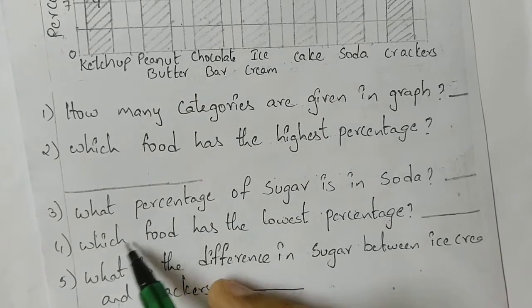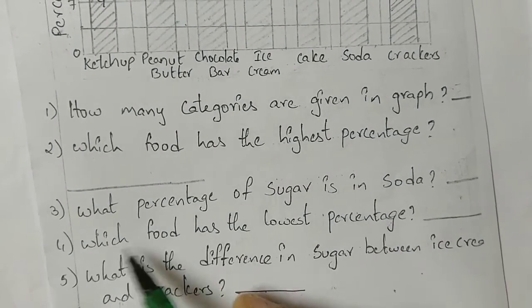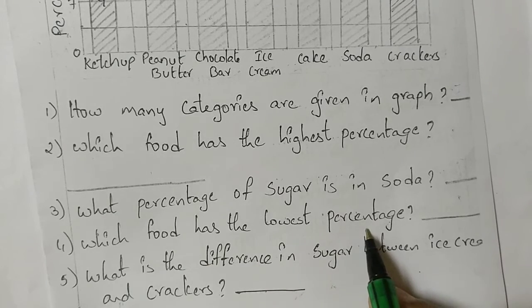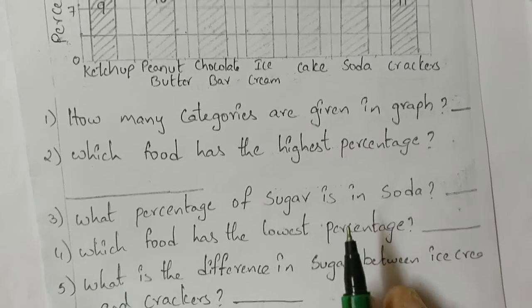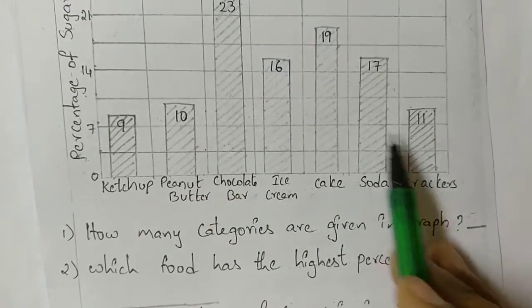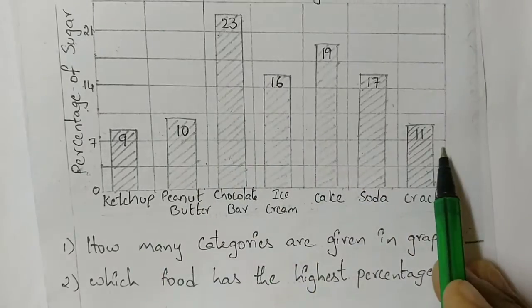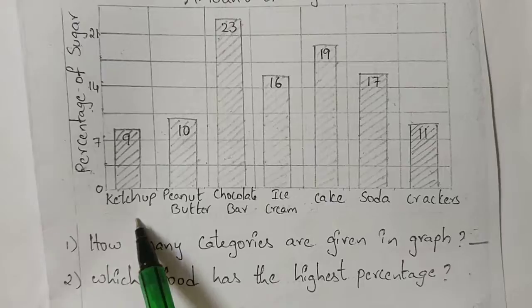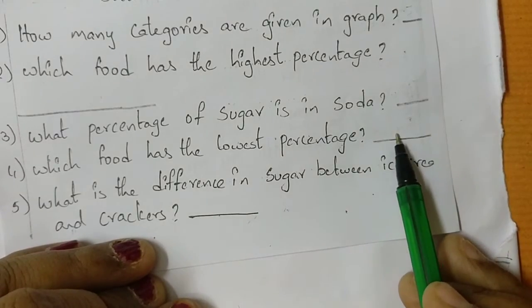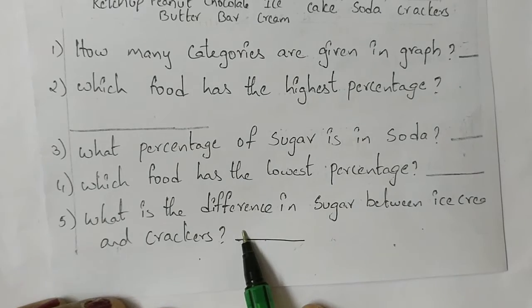The next one. Which food has the lowest percentage? Lowest means small. By observing the graph, which is the smallest one? By observing the numbers, which is the smallest number? 9 is the smallest number. So what do we have to write? Ketchup. Here in the blank, what do we have to write, Nana? Ketchup. Okay, the next one, the fifth one.